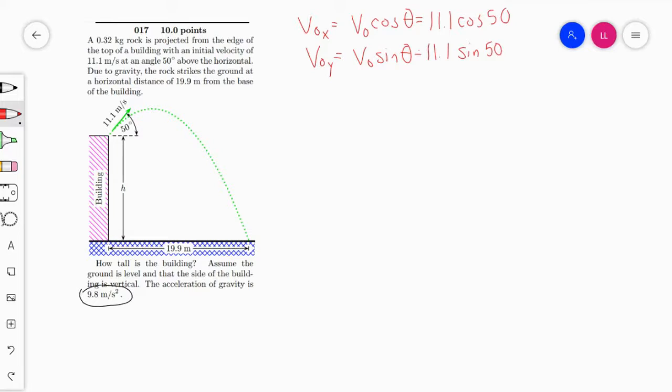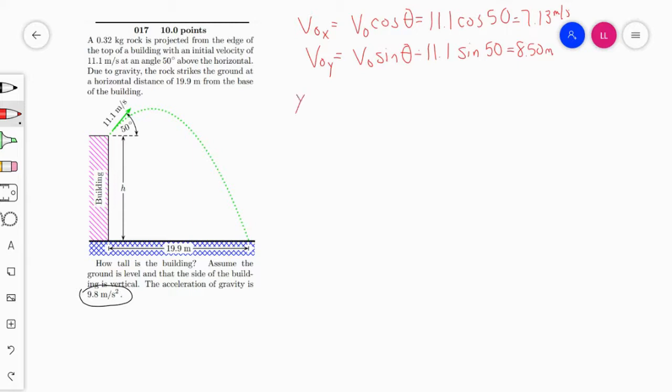Okay, so 11.1 cosine 50 is 7.13 meters per second. And I'm running into my little menu options here. So 11.1 sine 50 is 8.50, and this is in meters per second. Okay. And so now we can really work our problem, right?